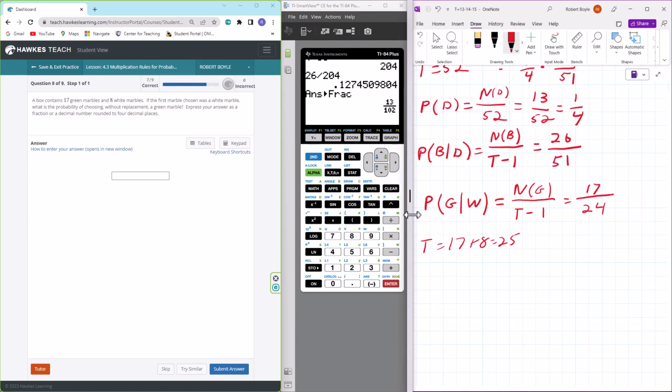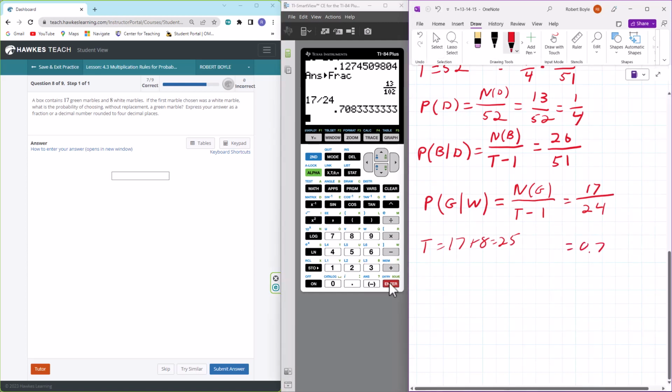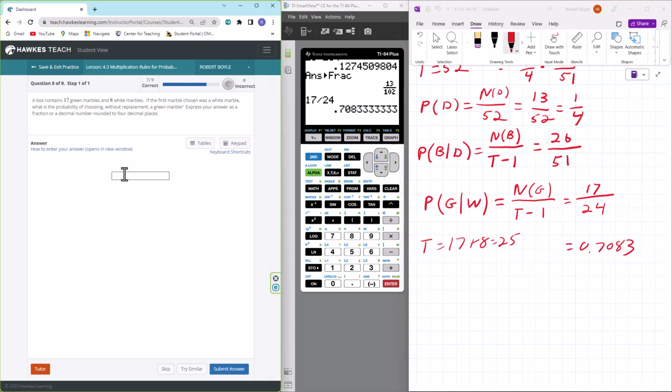Now, this actually is a reduced fraction. How do I know that? Well, because I know 17 is a prime number. The only factors of 17 are 1 and 17, and 24 is not a multiple of 17, so I'm pretty good there. So we can either write that in, or if you wanted to, you could write in 0.7083. I'm going to just go ahead and do the fraction part. That way you guys can see it a little more often.